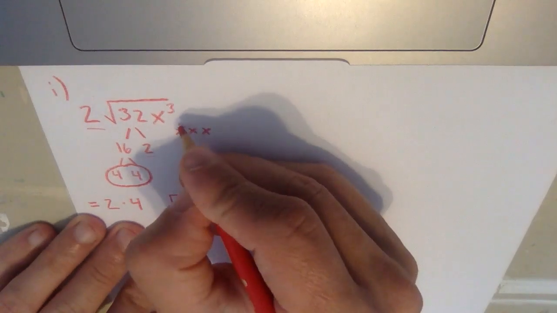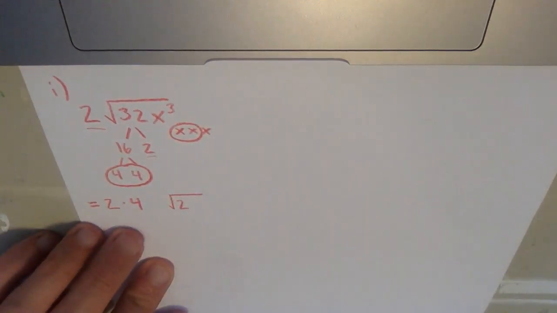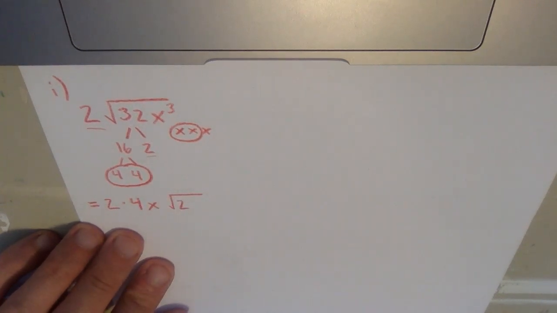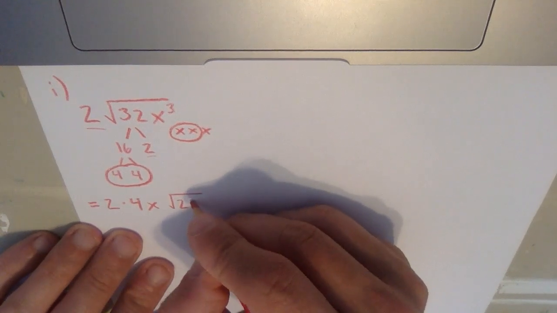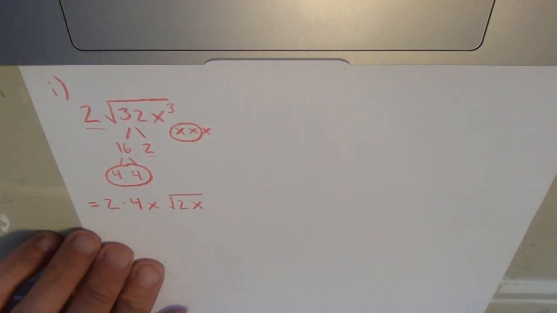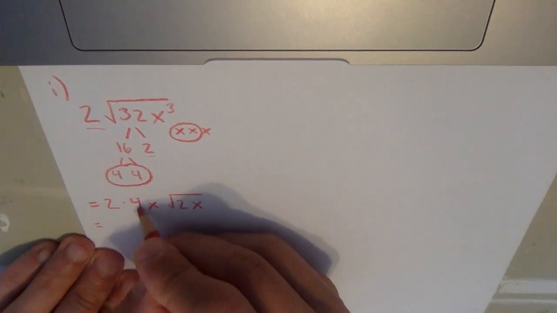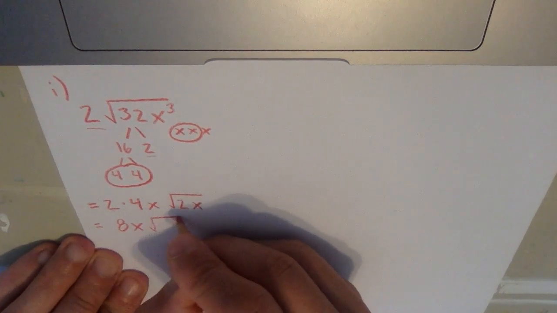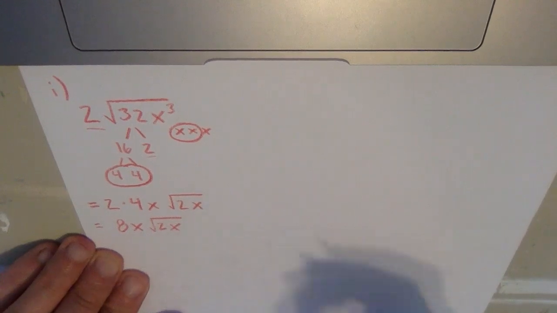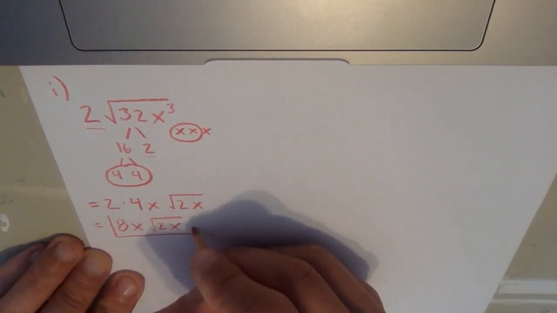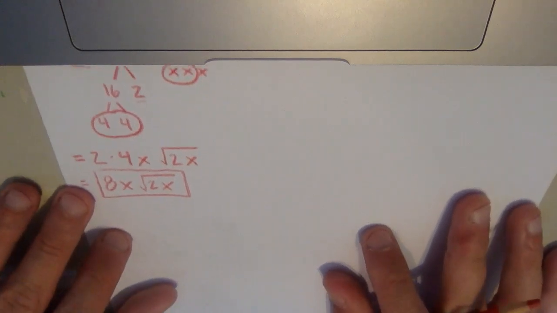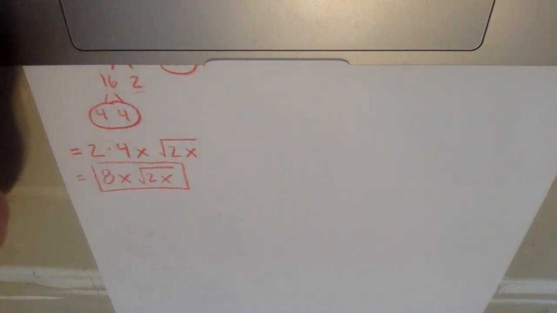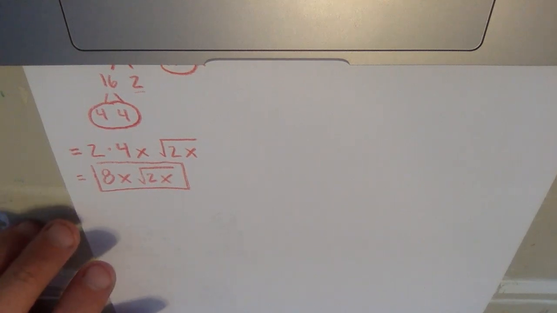And again, we're looking for pairs. So we get a pair of x's. That comes to the outside. And then we've got 1 x left over. That goes to the inside. And so my final answer, 2 times 4 is 8. 8x times the square root of 2x. And so we end up with our final answer there. That was letter I. Let's go to letter J.